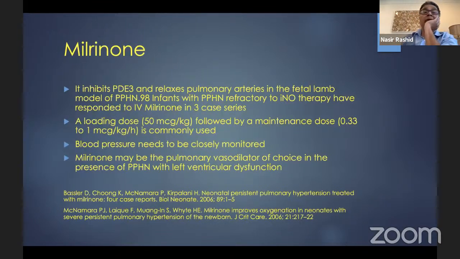Milrinone is also an option as a pulmonary vasodilator. We talked about it as an intratracheal, but it can be used as a systemic loading dose, followed by a maintenance dose. Loading dose of 50 microgram per kg, followed by a 0.3 to 1 microgram per kg per hour of maintenance dose. And it is usually very effective if you're dealing with a PPHN along with severe left ventricular dysfunction. So if there is an evidence of left ventricular dysfunction, this medication is very helpful in lowering the pulmonary pressures. Next slide, please.